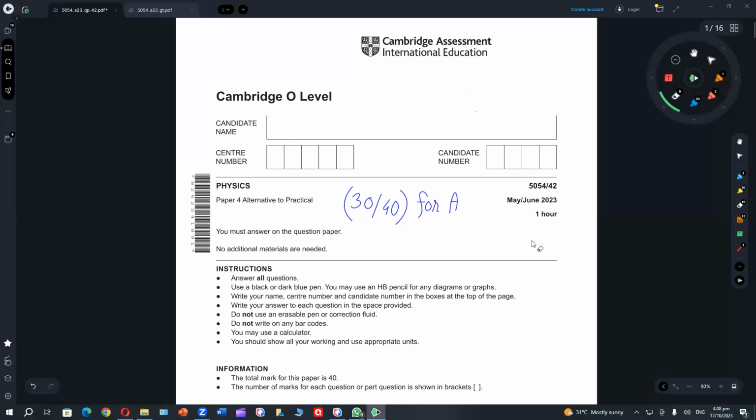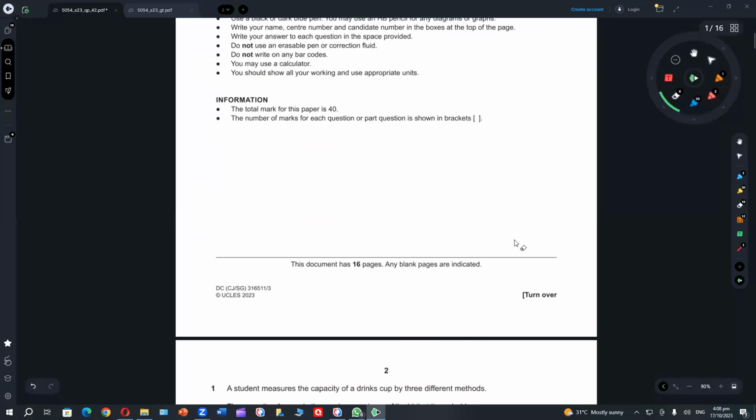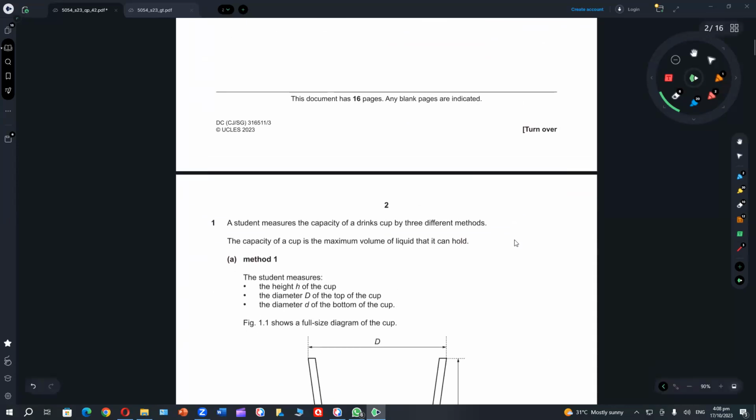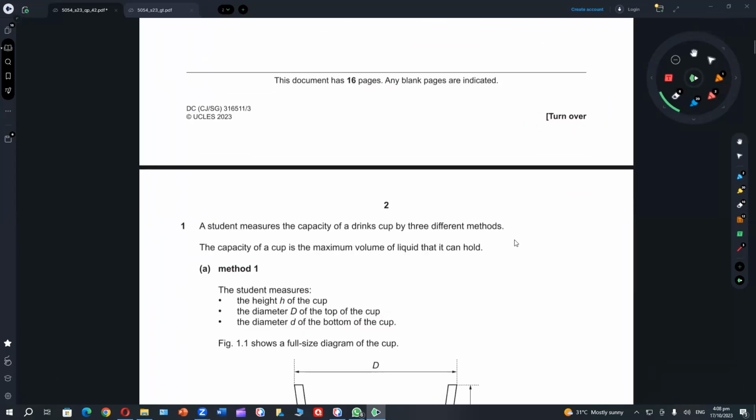This is June 2023, Paper 42, and the threshold was a bit high, 30 out of 40. It's a high threshold. A student measures the capacity of a drinks cup by three different methods.